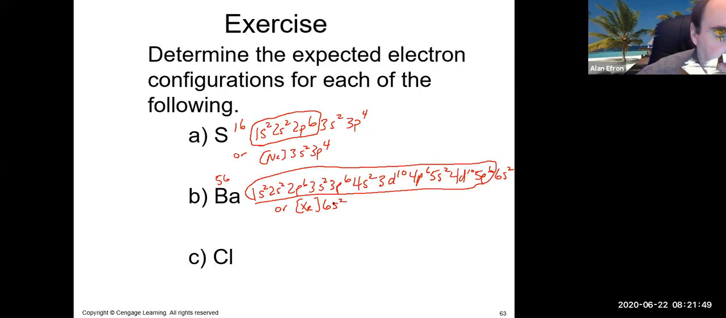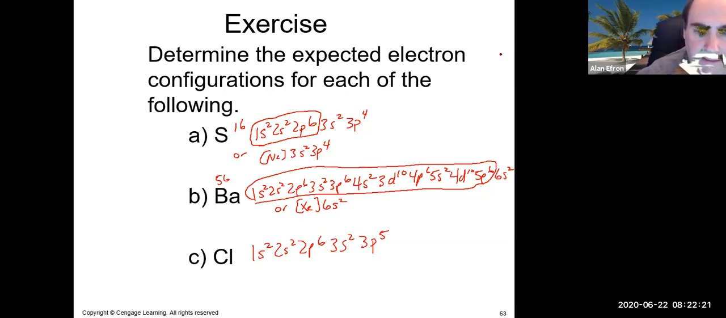All right, and lastly, we have chlorine, which is 17. That looks just like the one above: 1s2, 2s2, 2p6, 3s2, and then we would go 3p5. Or again, you could do the neon. Any questions on how to write the electron configuration? This is obviously for neutral atoms. We're going to talk about transition metals and things with charges as well.